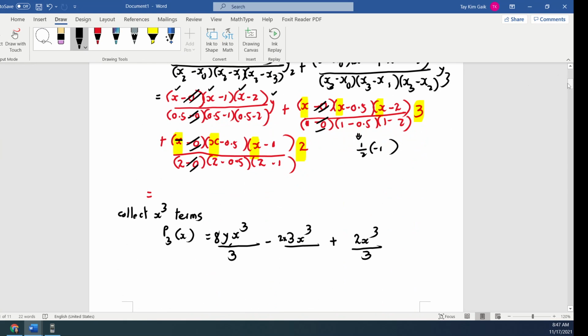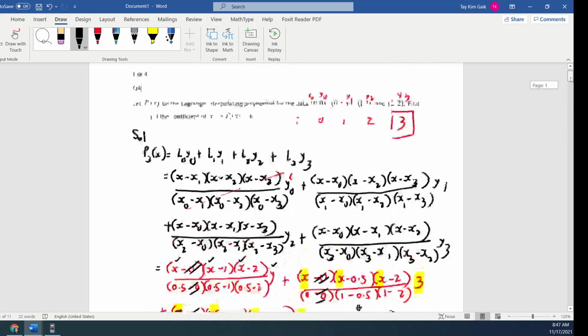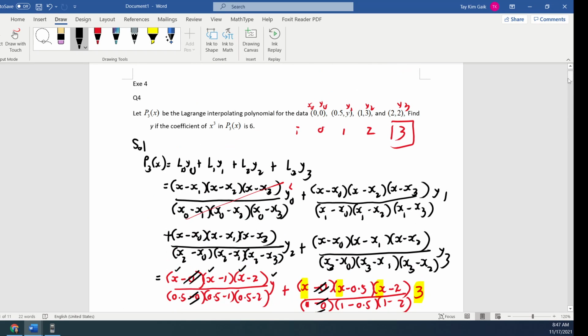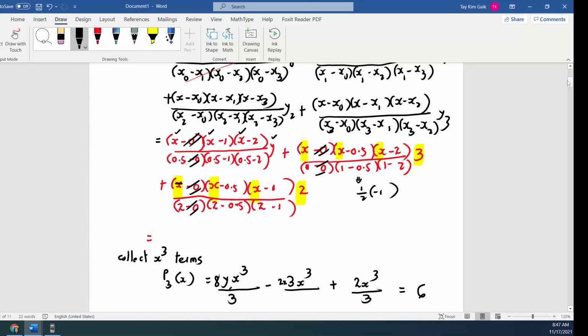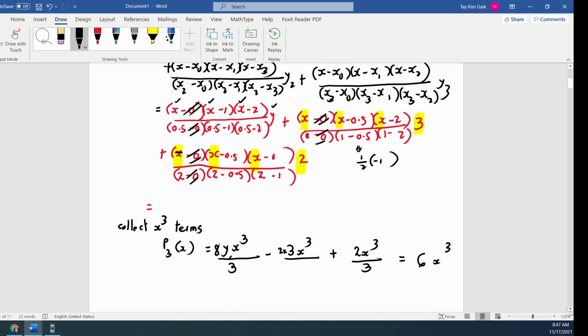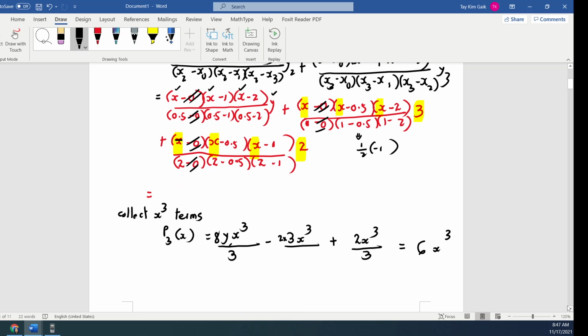This string is equal to the coefficient for P3(x). Find y if the coefficient of the x cube in P3(x) is 6. I just extract out the coefficient for x cube and it is equal to 6, meaning 6x cube. So compare the x cube on both hand sides. You will have 8y over 3 minus 6 plus 2/3, equal to 6.